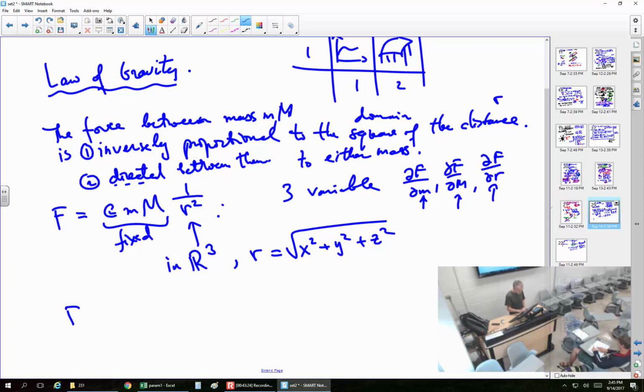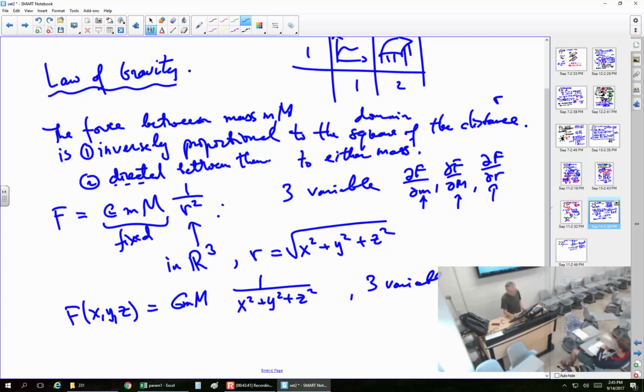That way, f becomes a function of 3 variables, and we have 1 over x squared plus y squared plus z squared. And we could do whatever we want with this function. We can study it. We can plot it. We'll probably not today, but there would be no trouble doing what we did a couple of weeks ago, plotting the graph of a function of 2 variables. 3 variables can work out too, but if we just drop the z, we can plot it.